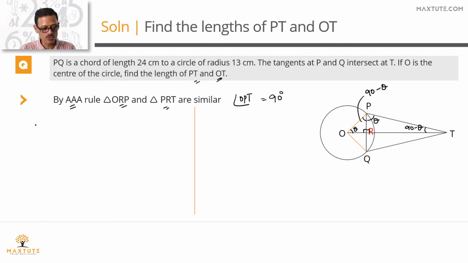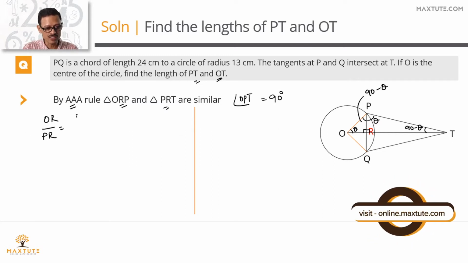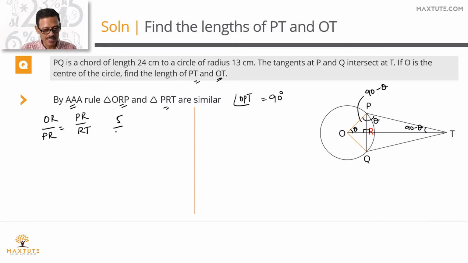Let me start with the first here, which is OR by PR. OR by PR is equal to RP, which is nothing but the same as PR, divided by RT. Let's plug in the values that we have. OR, we computed to be equal to 5. PR is equal to 12. PR is again equal to 12. So the only variable that's missing is RT. Finding out RT is very straightforward. RT is equal to, cross multiply, 12 into 12, which is 144, divided by 5, which is equal to 28.8. So RT equals 28.8.